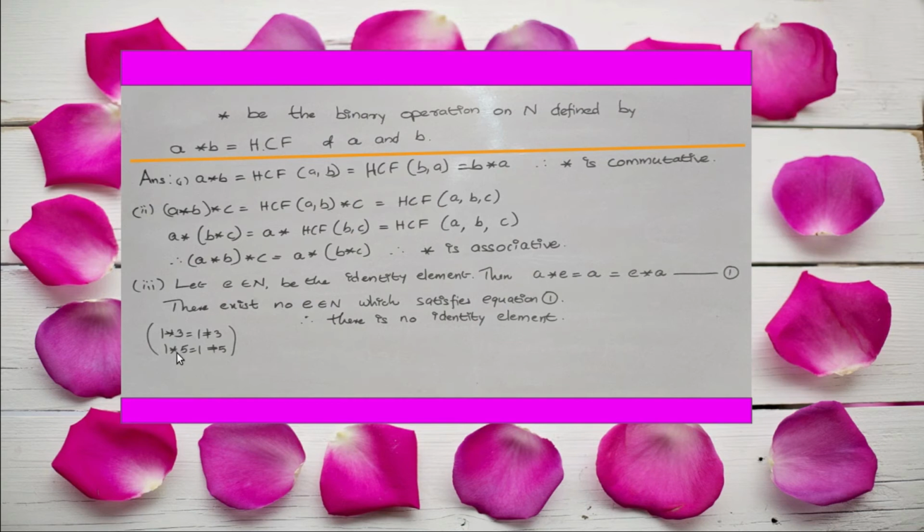For example, 1 is not the identity element because 1 star 3 is HCF of 1 and 3, which is 1, not equal to 3. HCF of 1 and 5 is 1 which is not equal to 5. So 1 is not the identity. We cannot find any element E which satisfies this condition. So there is no identity element.